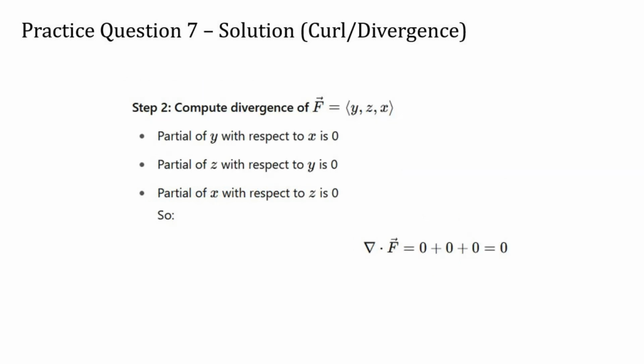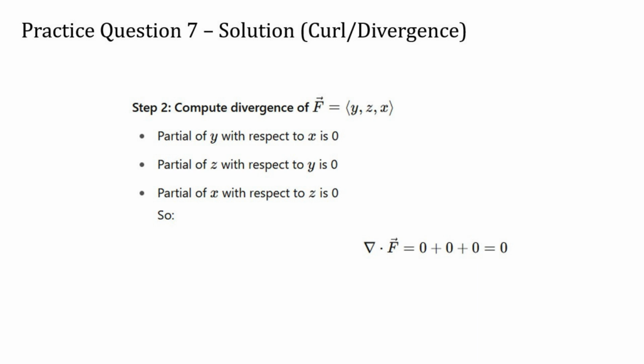In step 2, we compute the divergence of the vector field, which is defined as the vector with components y, z, and x. The divergence is found by taking the partial derivative of the first component, y, with respect to x, which is 0, then the partial of z with respect to y, which is also 0, and finally the partial of x with respect to z, again 0.